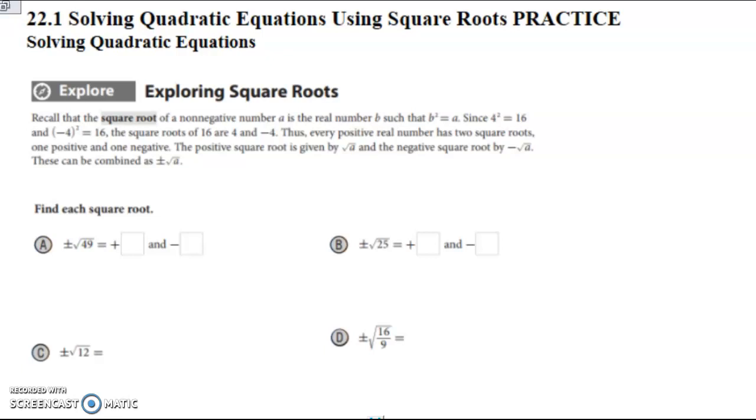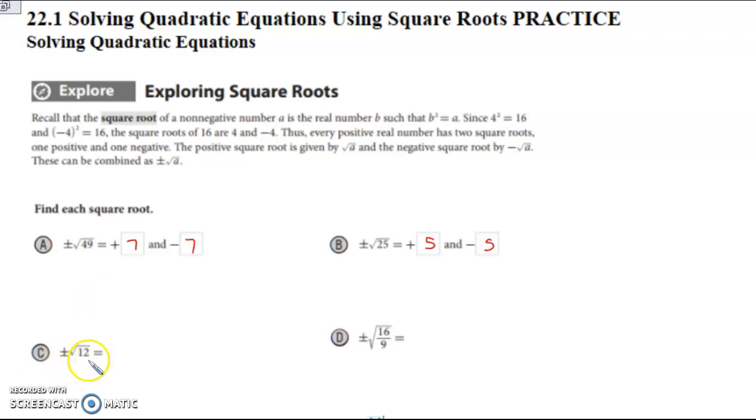The positive square root is given by the square root of a, and the negative square root by the negative square root of a. These can be combined as positive or negative square root of a, or you can just write them separately. All right, so find each square root. If I have the square root of 49, I know that 7 times 7 is 49, so I'd have a positive 7. I would also have a negative 7. The square root of 25 is positive 5. It is also negative 5.